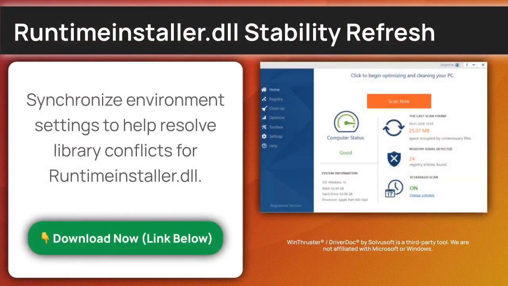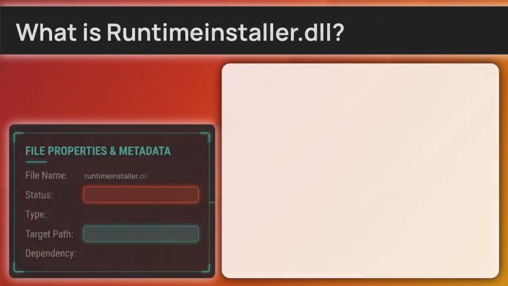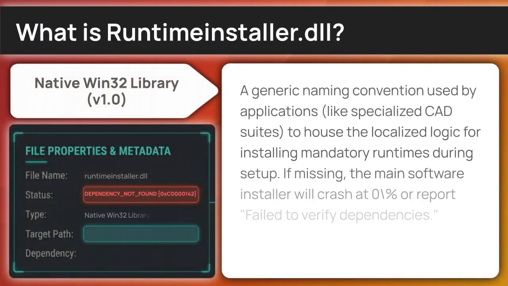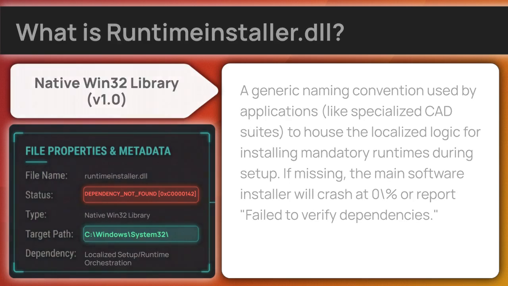This is the Runtime Installer Module, a generic naming convention used by applications like specialized CAD suites to house the localized logic for installing mandatory runtimes during setup. If missing, the main software installer will crash at 0% or report failed to verify dependencies. Knowing the file's purpose is helpful, but now we need to physically restore it.